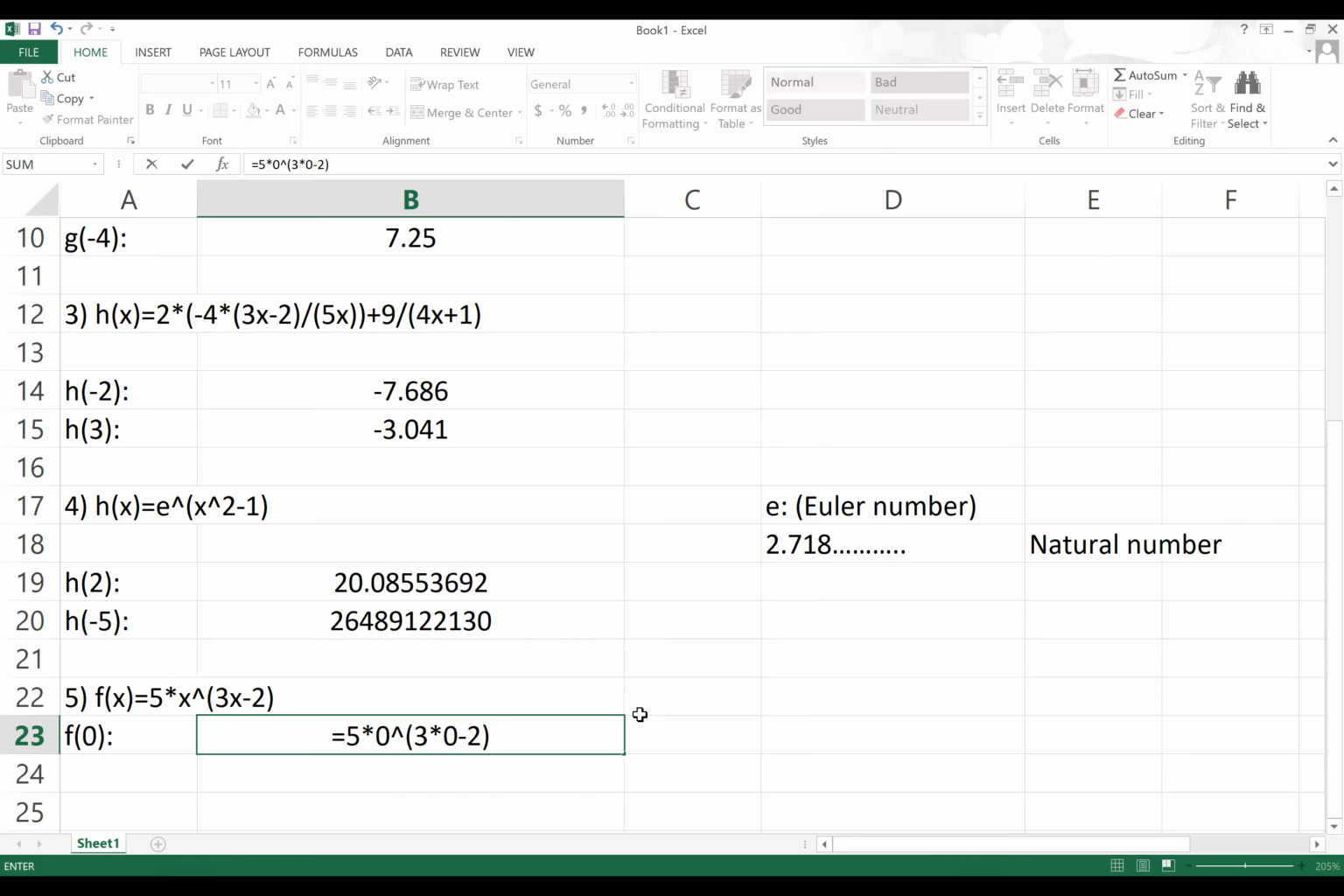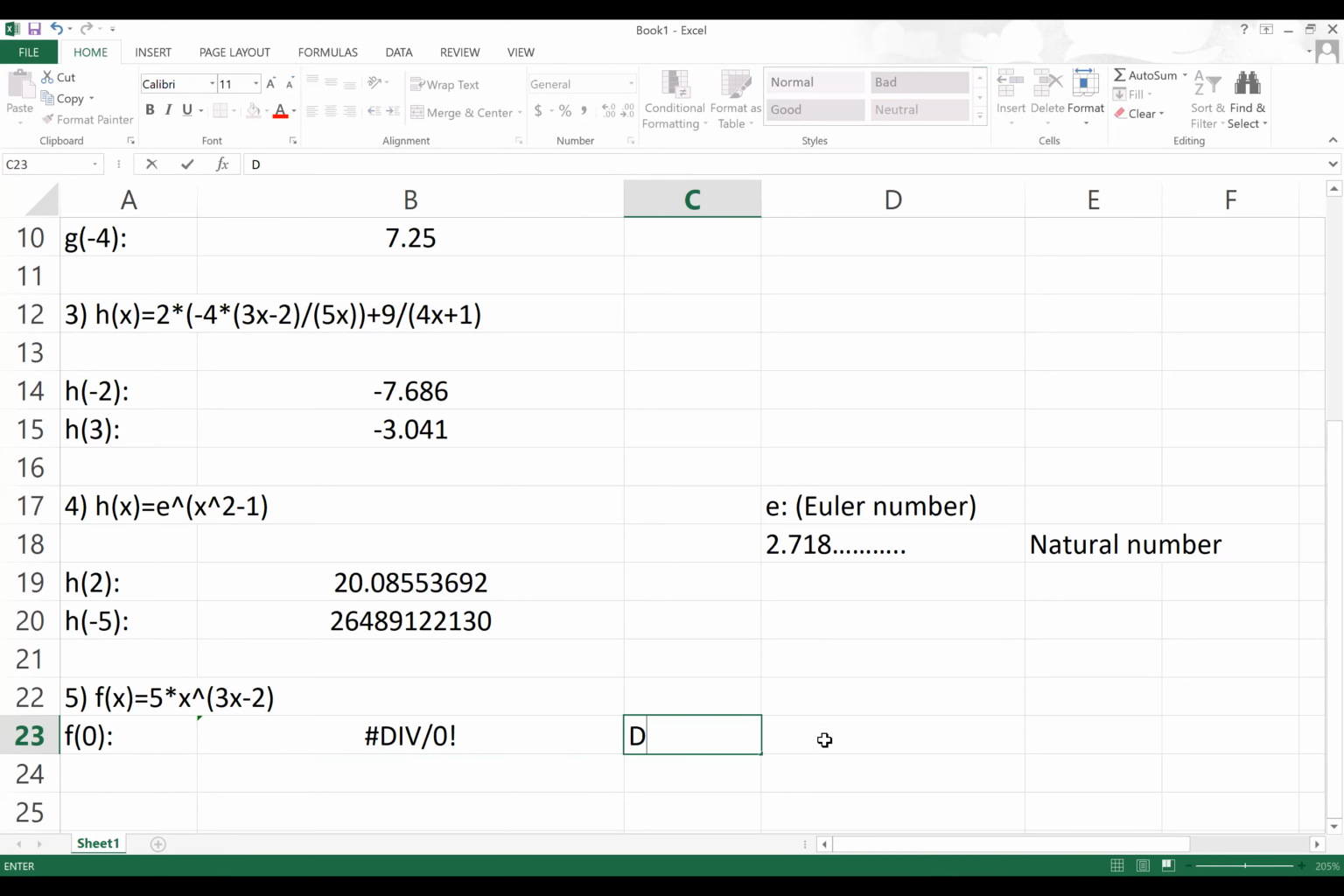Okay. Whenever you see x, x becomes 0. And this multiplication sign is needed, otherwise Excel wouldn't execute it right. If you forget to put this multiplication sign, your result will be totally off. And then you just hit enter. And this one again is division by 0.